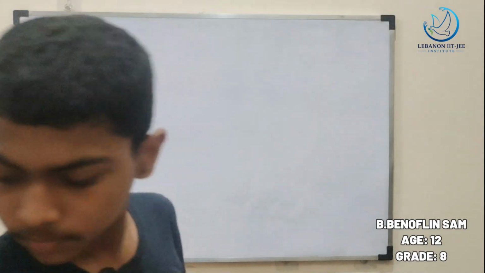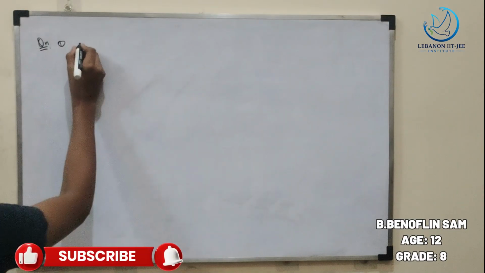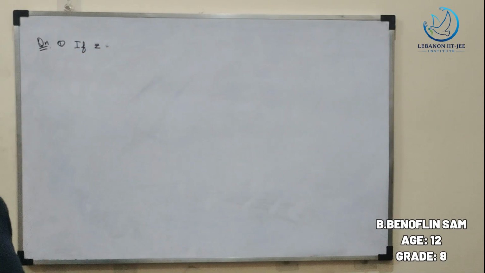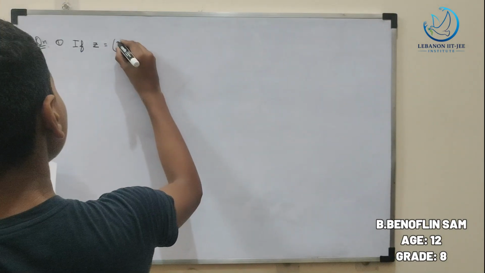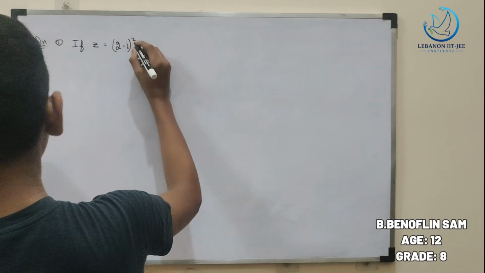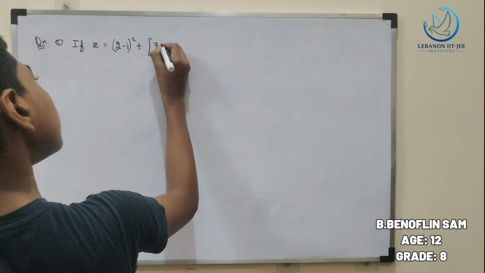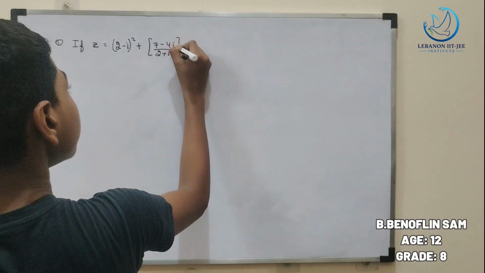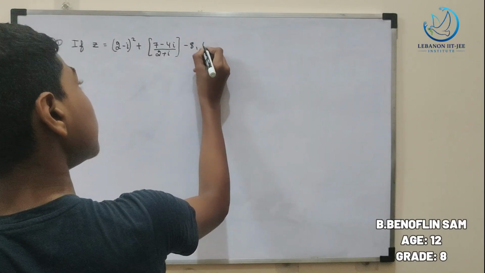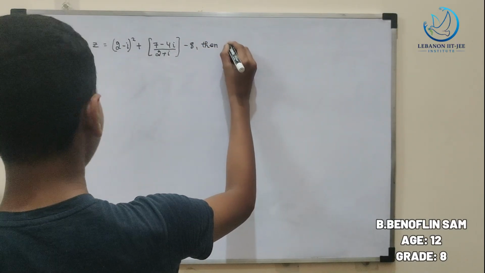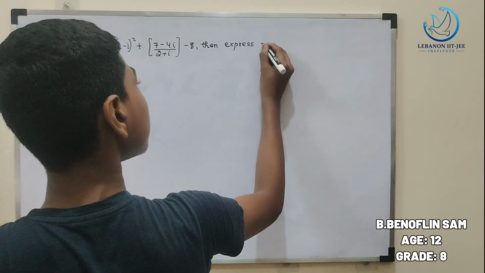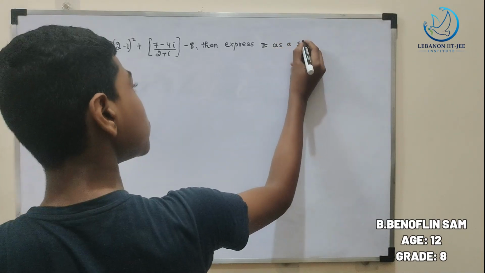If z is equal to (2 minus i) squared plus (7 minus 4i) by (2 plus i) minus 8, then express z in standard form.